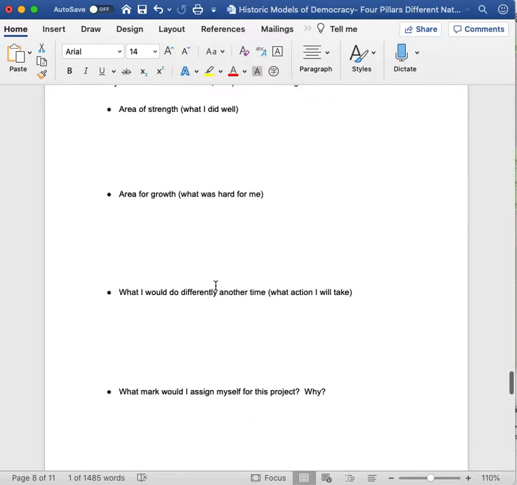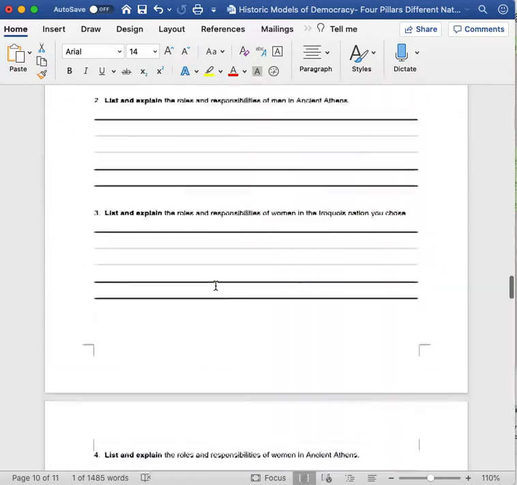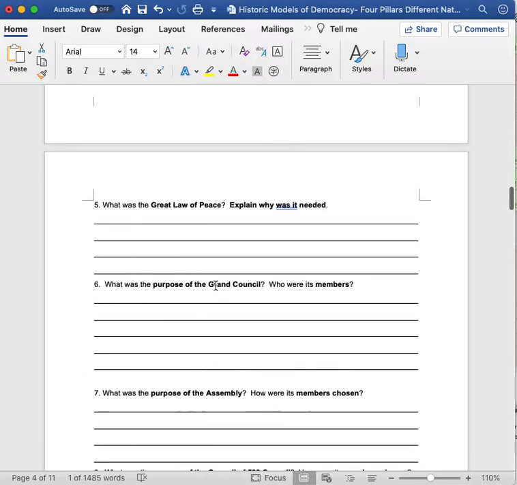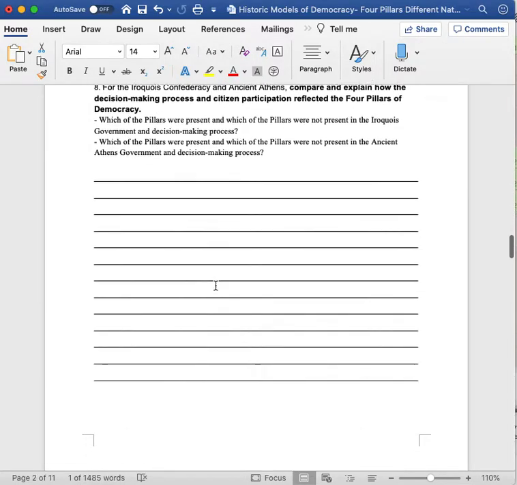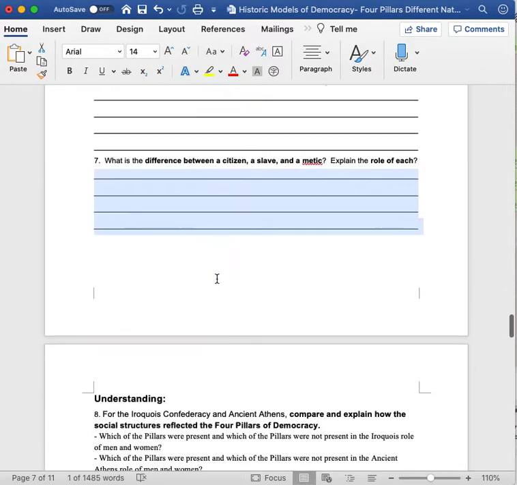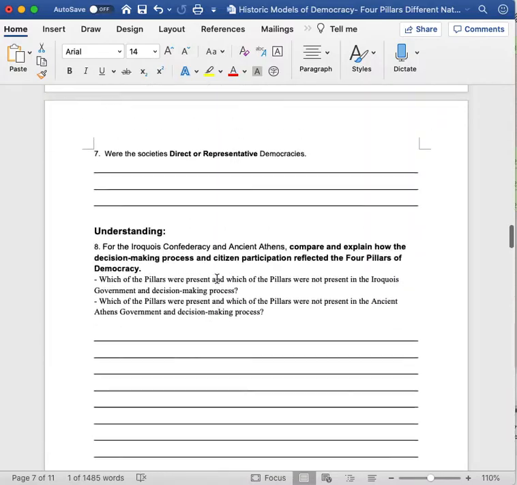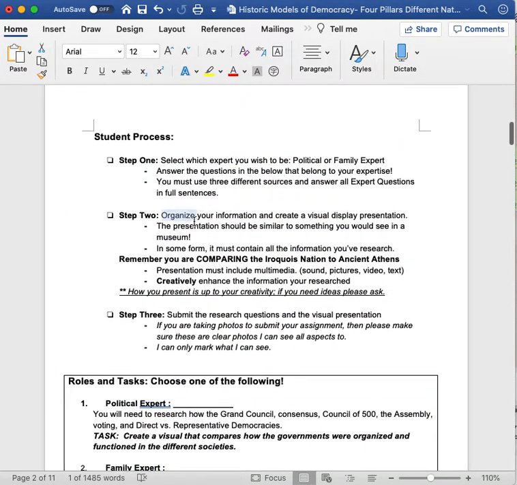This is a little self-reflection I would like you to do, and then this is our rubric. So once again, you are going to pick whether you're going to be a political expert and answer these questions, or a family expert and answer these questions. Once you have the questions answered, you will then work on creating your visual. And your visual, again, there's no limit on what it can be. It just has to communicate information.